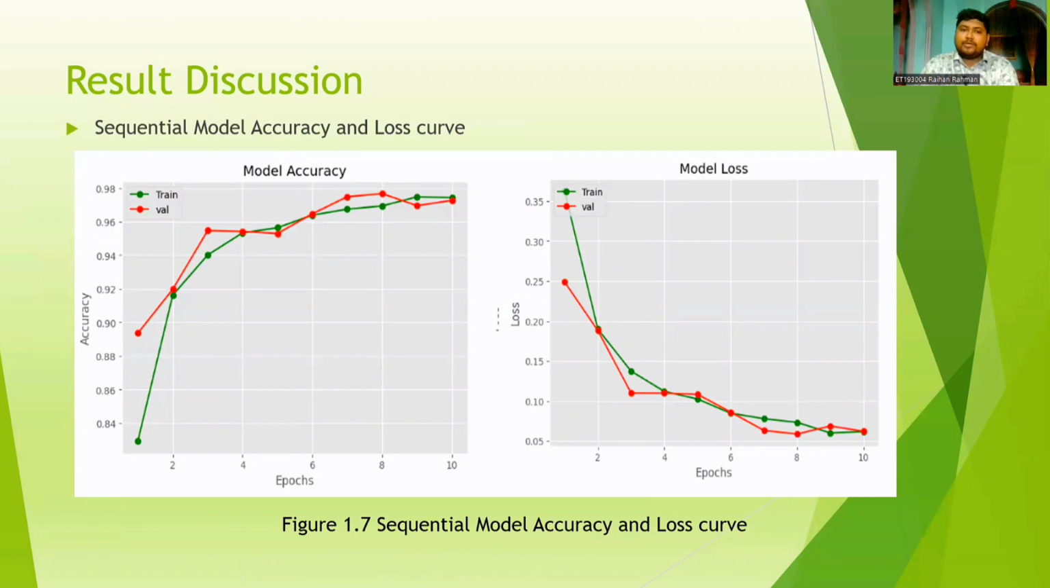We have evaluated our sequential model by model accuracy and loss curve as a performance metric. We used 10 epochs for the accuracy and loss curve. At the last epoch, we can see that the training and validation accuracy is quite similar, which is 97%. That represents the model accuracy. At first, we got a higher model loss in the first epoch, but by the last epoch, the model loss decreased.